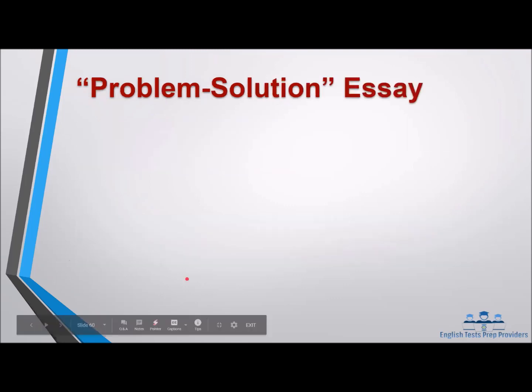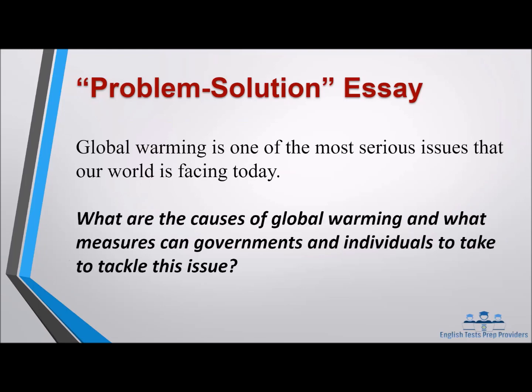Okay, problem and solution. A problem and solution essay requires you to give the problems and to answer the problems with the solutions. Here's an example. Global warming is one of the most serious issues that our world is facing today. What are the causes of global warming, and what measures can governments and individuals take to tackle this issue? Now, I want you to pay attention to the first statement.